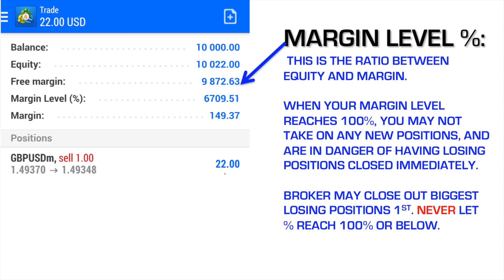And then you are also in danger of having losing positions closed immediately, depending on what they are. Your broker is going to close out the biggest losing position first. This is called being margin called. Never let it reach 100% or below. Just don't let it happen. If you are nearing the 100%, don't take on any new positions, and it is best that you close out the smallest ones. So let me give you an example.